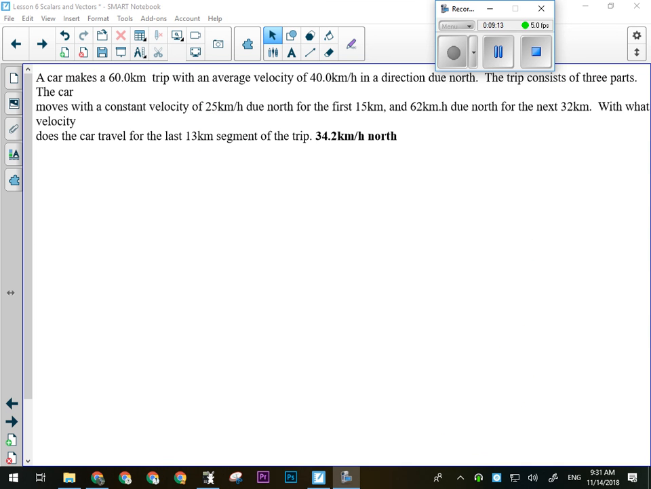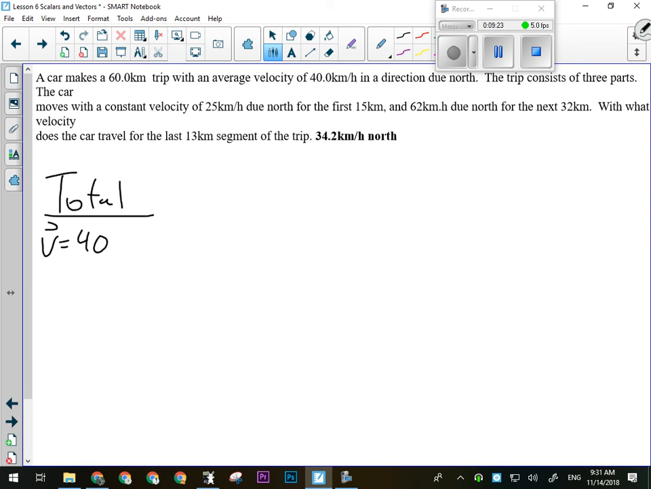Let's have a look at 12 here. First thing I'm going to do is have a column for the whole trip. The average velocity for the whole trip is 40 kilometers per hour. The total distance, sorry, actually it is velocity because it says due north, not that it matters. So we have a 60 kilometer trip. If I'm going 60 kilometers at 40 kilometers per hour, that trip is going to take 1.5 hours. Everybody all right with that idea?